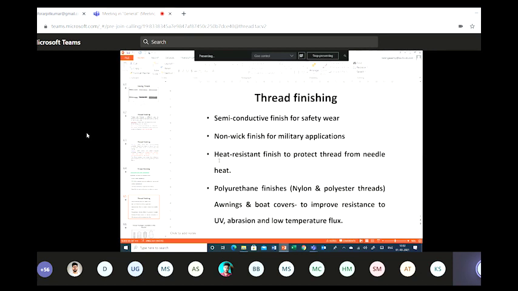Now coming to the polyurethane finish, this is also hydrophobic, and it is used for nylon and polyester threads in things like awnings, you must have seen, and boat covers. In all these cases, we want to improve the resistance to UV, right? And polyurethane is also somewhat good against UV light, and it also improves the abrasion resistance, and it has a low temperature flux. That means the thermal conductivity also is lower. So a combination of so many things you can get.